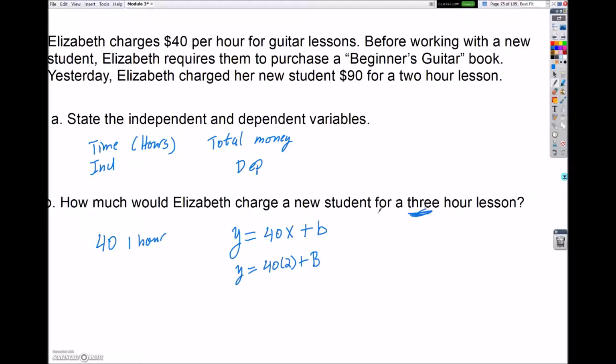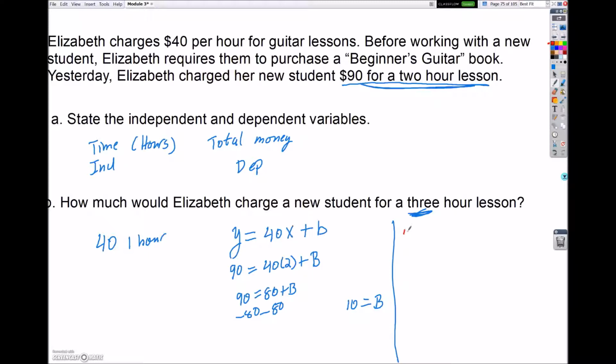Now, I know it says 3 hours here. I'm getting all this information from up above. So it says Elizabeth charged $90 for a 2-hour session. I'm using this information in order to figure out how much it costs for a 3-hour session for the next part. So I know the total amount of a 2-hour session was $90. So this would look like 90 equals 80 plus b. Then I subtract 80 on both sides to get 10 is equal to b, which means the starter kit is $10.